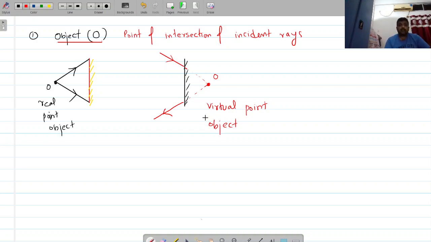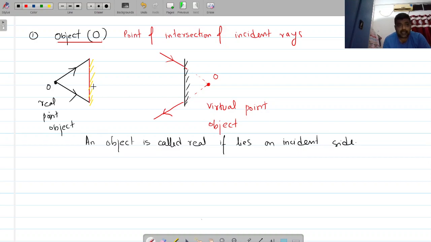Object. Okay, so we can say that an object is called real if it lies on the incident side. See here, this is the incident side. If it lies on the incident side, otherwise, see here the incident side is this one. Ray is coming in this direction, from this side, but the object is on the other side. So otherwise, it is called virtual. Okay, so this is for object.